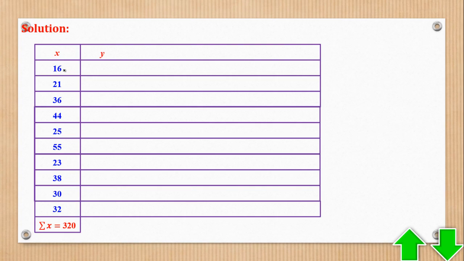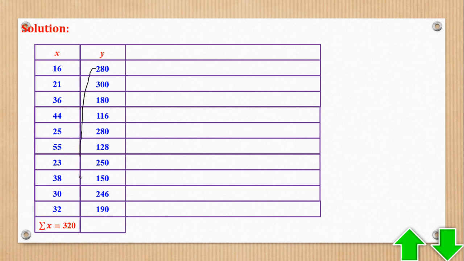Then do the same for the expenditure. So add all these ones to get the total here. So now we are going to rank. Ranking is done in descending order. So you look at the biggest up to the smallest.